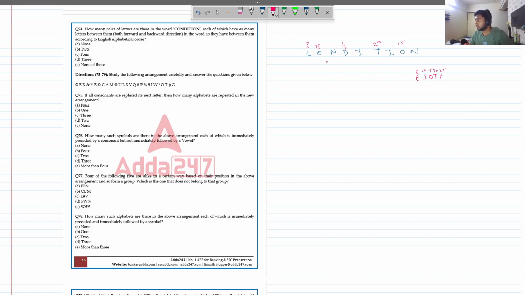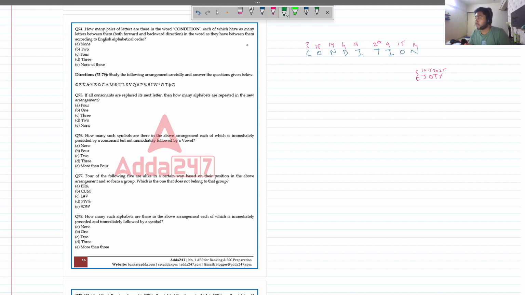Then let's do the other letters now. N, I, J: I comes just before J. J is 10, so I is 9. I, J, K, L, M, N, O: N comes just before O. O is 15, that means N is 14. And I is again 9 and N is 14. Done. All my place values for the letters are done.